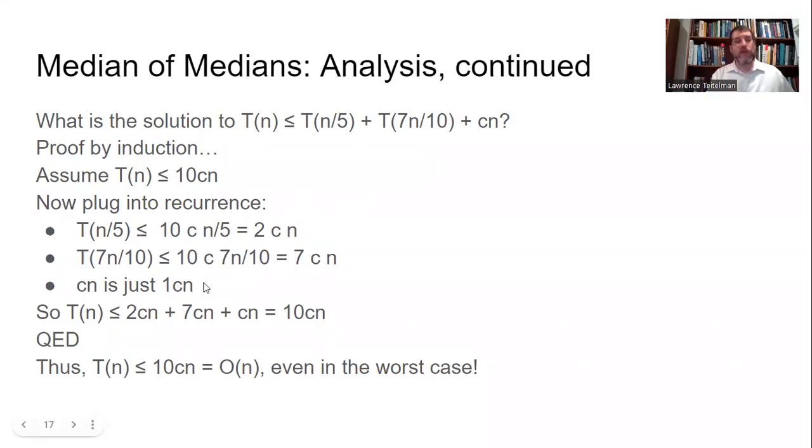cn is just 1 times cn. I add these 3 things up. I get 2, 7, and 1 times cn, which is 10cn, which is consistent with our assumption. So it is internally consistent. It makes sense. Therefore, our assumption that T of n is bounded above by 10c of n works.